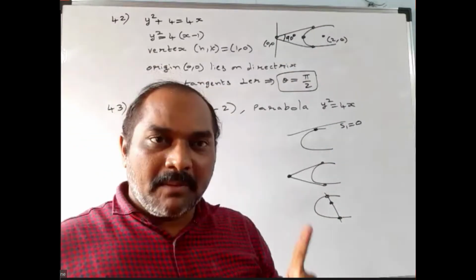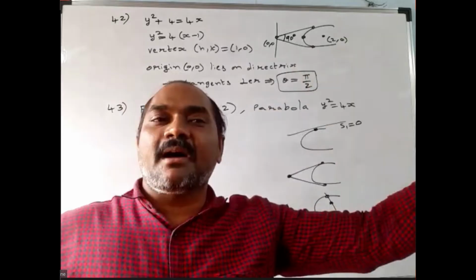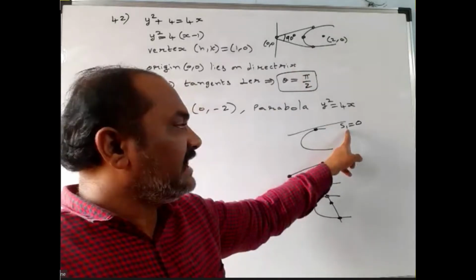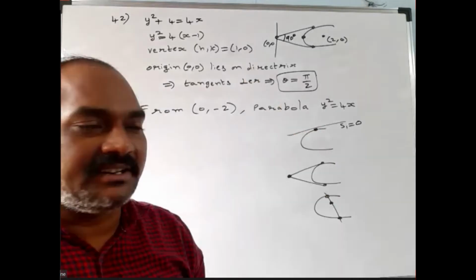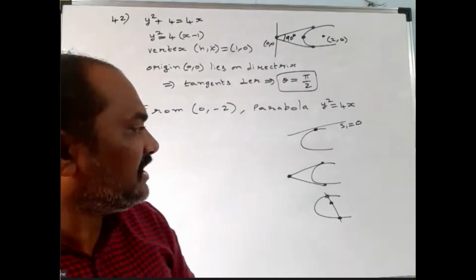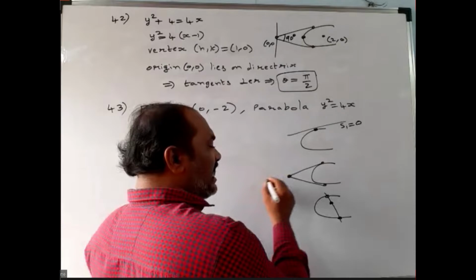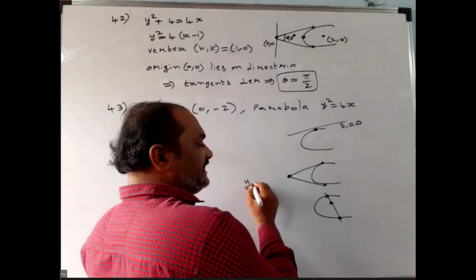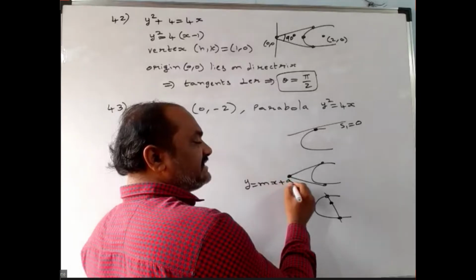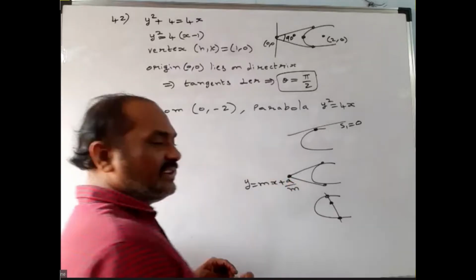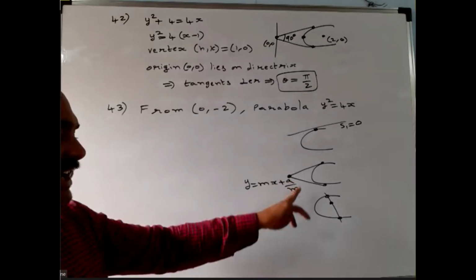If the point lies on the parabola, S1 is equal to 0, and we can draw one tangent. If the point lies outside the parabola, the tangent equation is y equals mx plus a by m. How many tangents can we draw? m into m, m squared, 2 tangents. If the point is inside the parabola, no tangents will come.